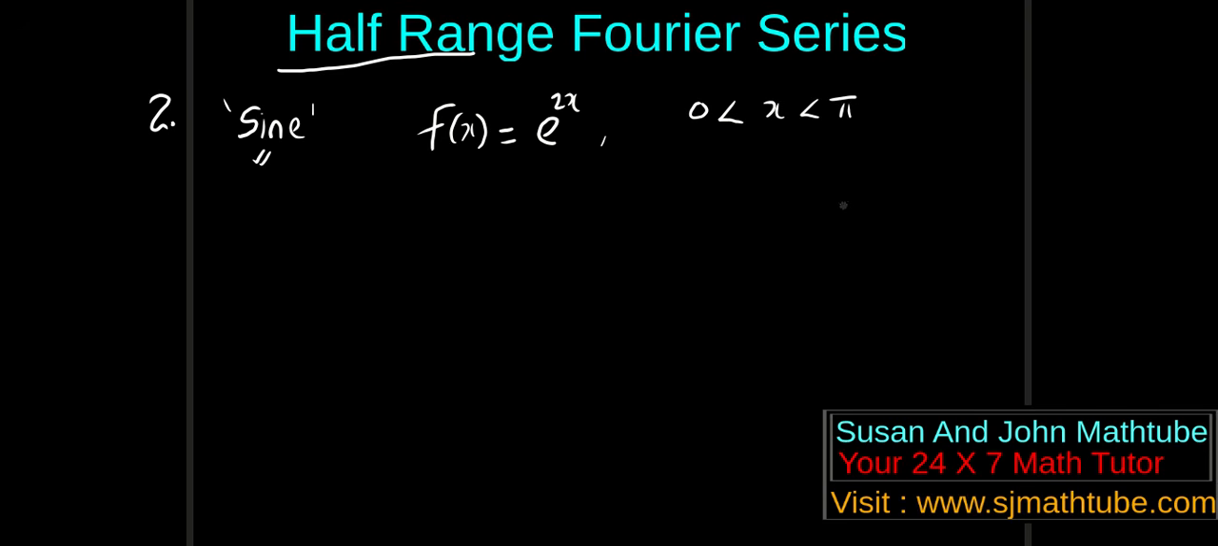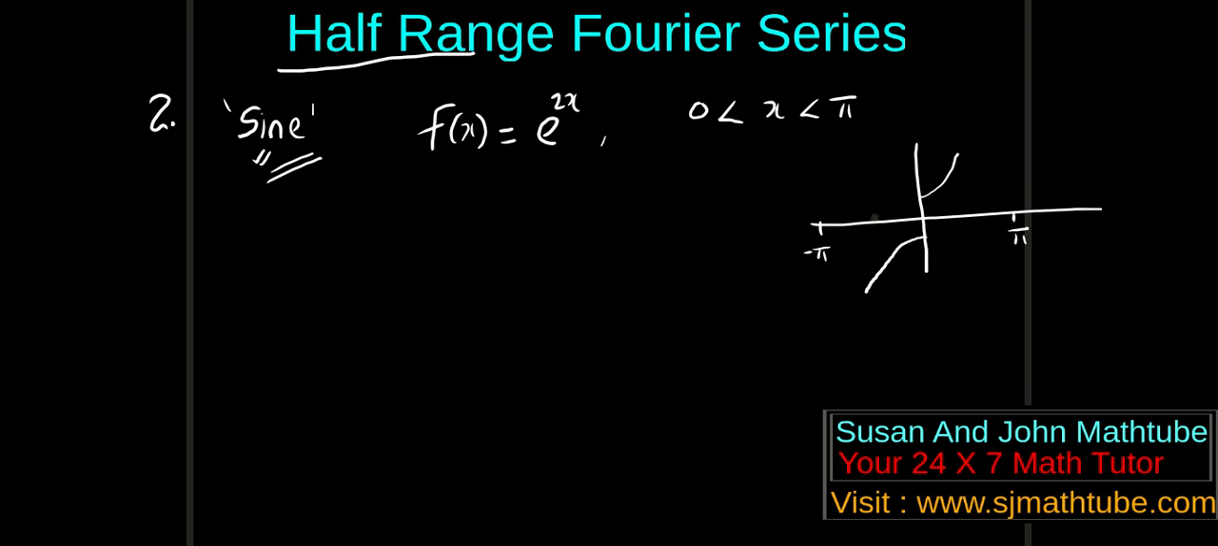So the logic behind this is we extend the function so that it will be defined from minus pi to plus pi. And since we want a sine function, we are not interested in a0 and an, so we need an odd extension. So whatever the graph which appears on this side, the odd extension will appear on this side. So this is the logic behind the scene.